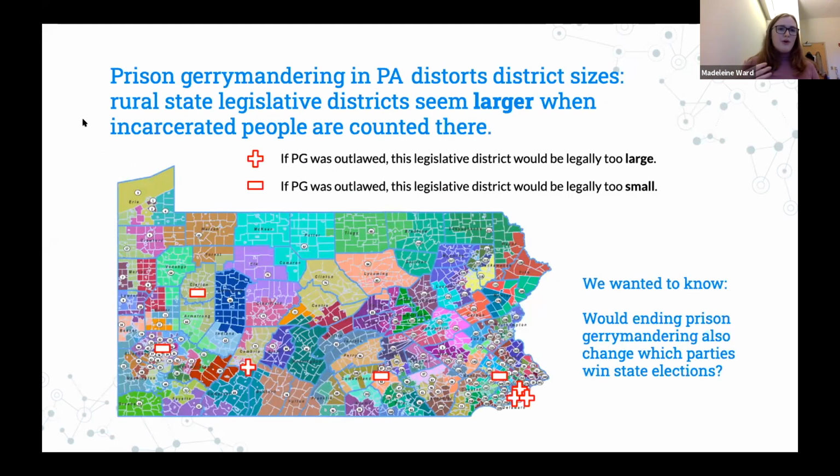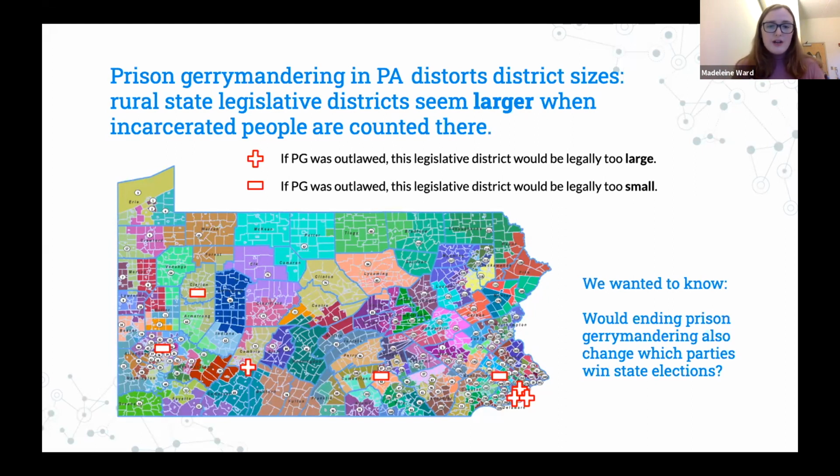We already know from previous research that prison gerrymandering in Pennsylvania, because of the huge quantity of incarcerated people, distorts district sizes. And again, these are legislative districts. There are 203 in Pennsylvania. And so these rural districts that contain prisons seem larger when incarcerated people are counted there.